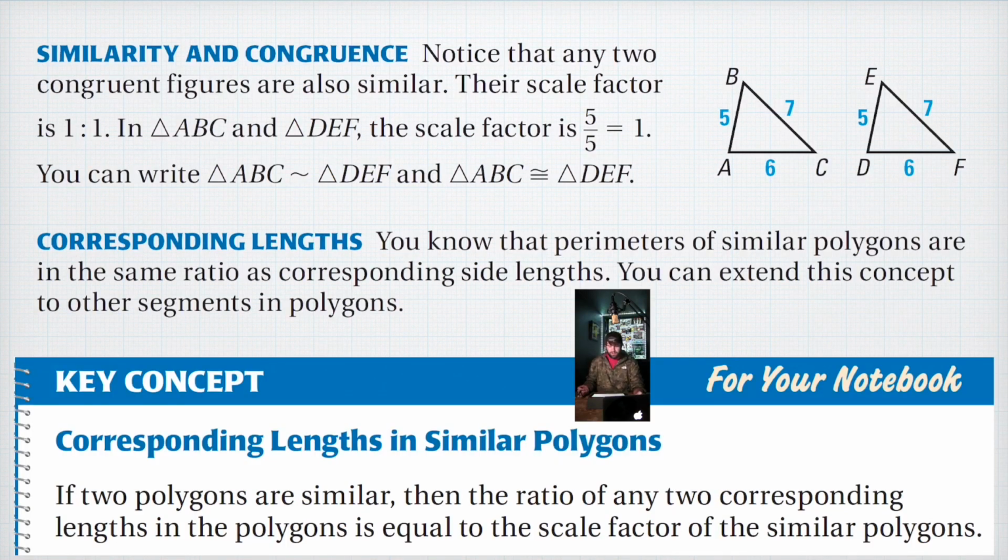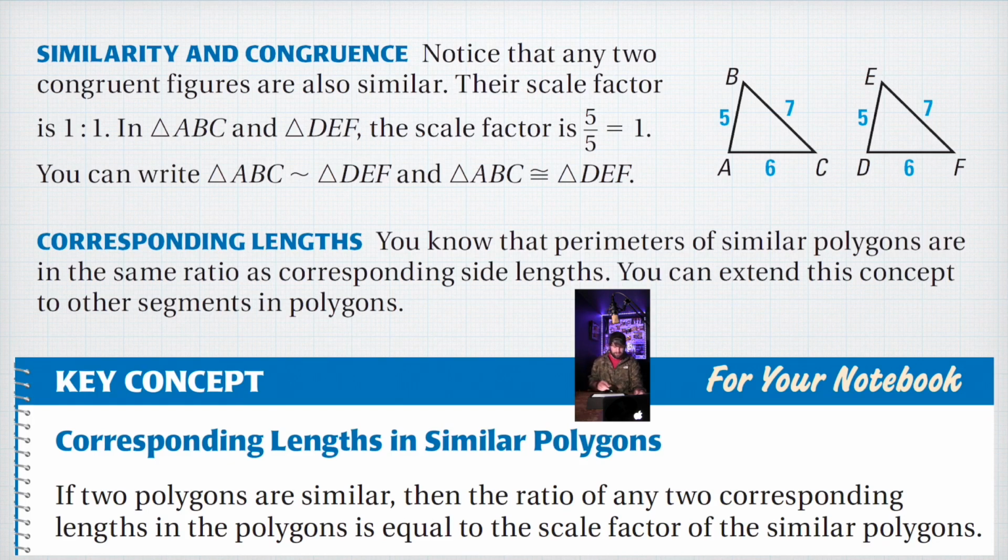So, similarity and congruence. Notice that any two congruent figures are similar. Their scale factor is 1 to 1. In triangle ABC and DEF, the scale factor is 5/5, which is equal to 1. You can write triangle ABC is similar to triangle DEF, and triangle ABC is congruent to triangle DEF. Corresponding lengths. You know that the perimeters of similar polygons are in the same ratio as corresponding side lengths.